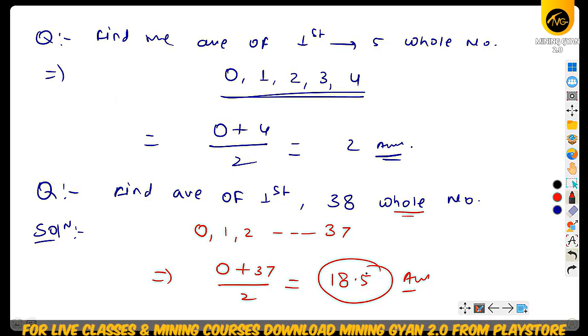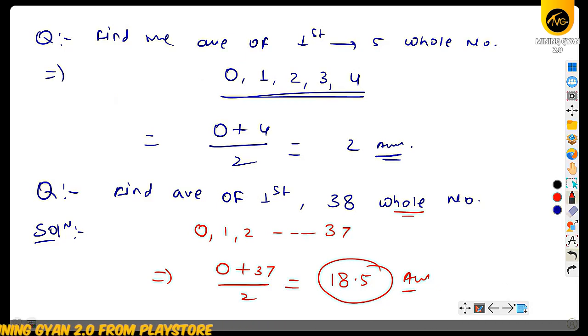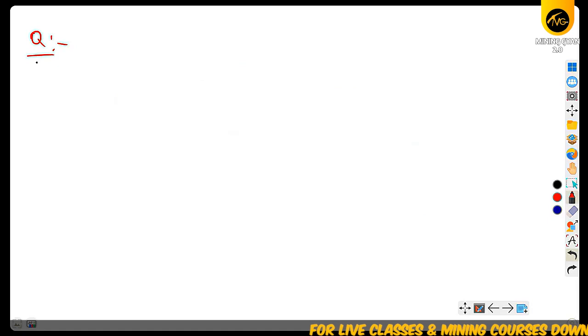18.5. So you have to be careful to choose what the numbers are: whole numbers, natural numbers, odd numbers, or even numbers. This is basically the point where you can make mistakes. Is it clear? So the formula is basically the first number plus the last number divided by 2 and you will get the answer. Now you may find the series of first 5 odd numbers, 5 even numbers, like that.